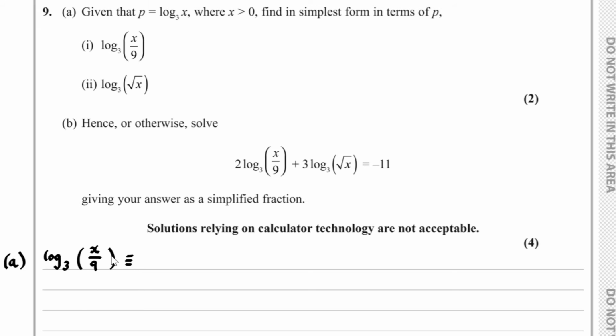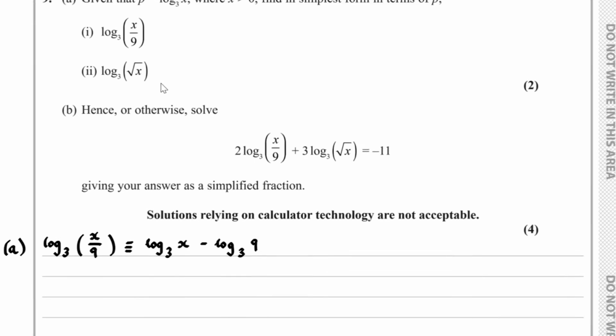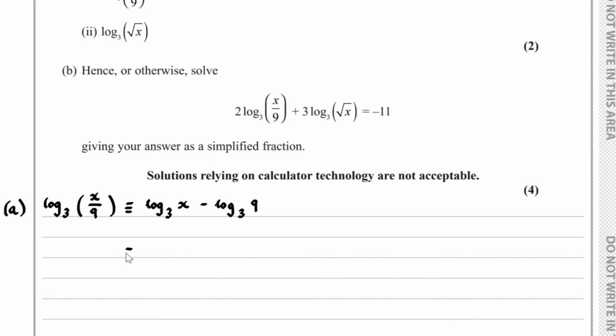and that's equivalent to log base 3 of x subtract log base 3 of 9. That's using the subtraction law of logs. Now, log base 3 of x, we know that's equal to p. So we have p, and then log base 3 of 9, that's 2. So we have p minus 2 for log base 3 of x over 9.